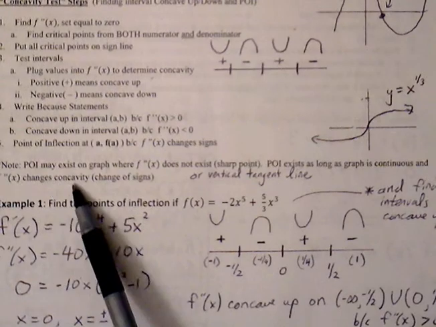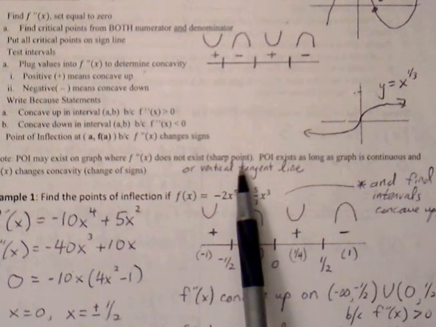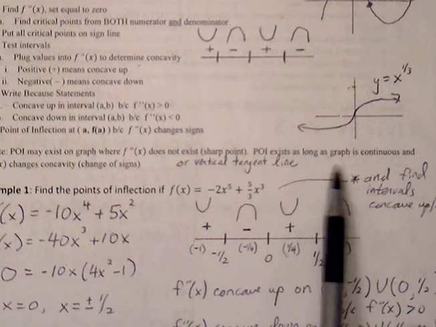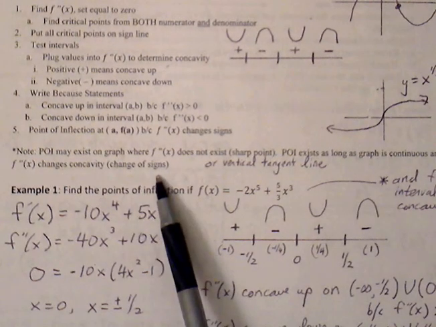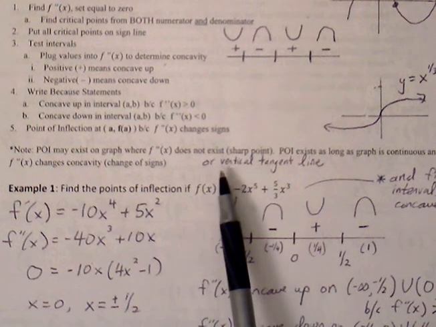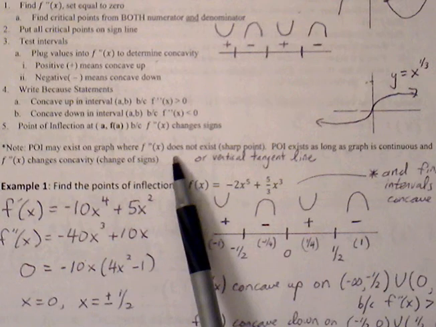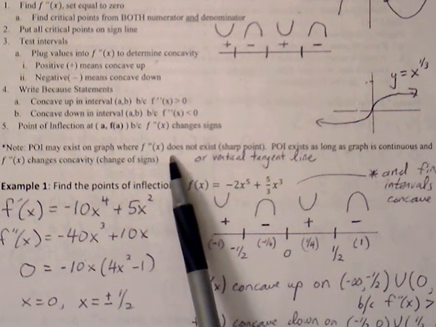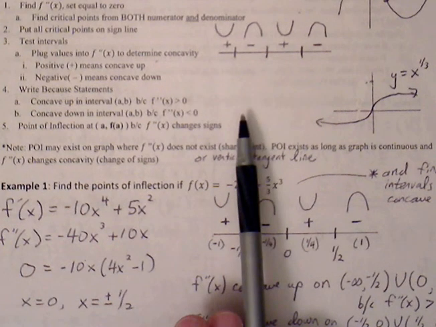Okay. A point of inflection may exist on the graph where f double prime does not exist, for instance, at a sharp point. A point of inflection exists as long as the graph is continuous and f double prime changes concavity. There's a change in signs. So just because f double prime does not exist does not mean that it can't be a point of inflection. Just like with f prime, just because we have a sharp point where f prime doesn't exist doesn't mean we can't have a relative max or relative min at that point.